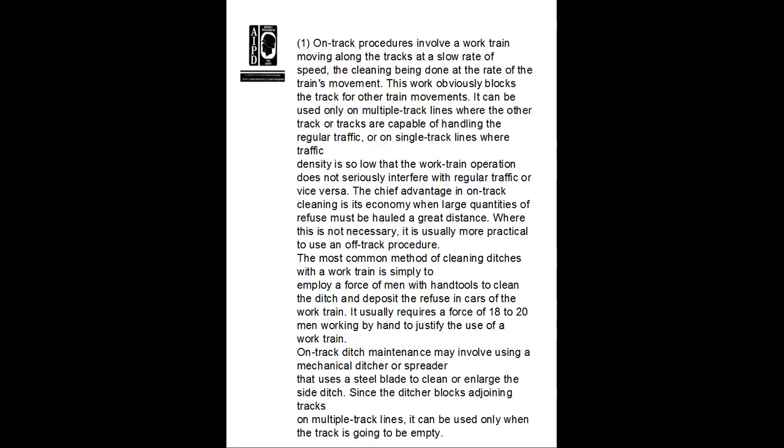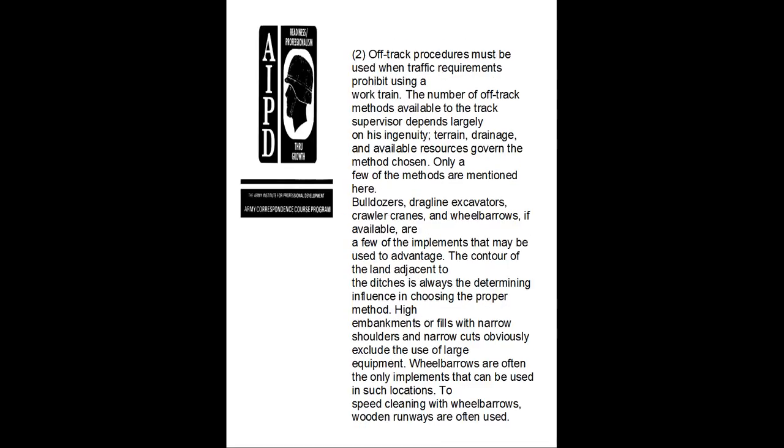Justifying use of the work train, on-track ditch maintenance may involve using a mechanical ditcher or spreader that uses a steel blade to clean the ditch and enlarge the side ditch. Since the ditcher blocks adjoining tracks, it can be used only when the track is going to be empty. 2. Off-track procedures must be used when traffic requirements prohibit the use of the work train.